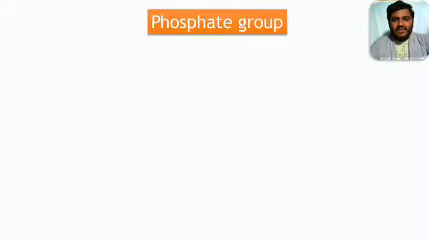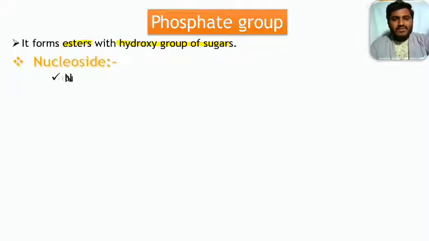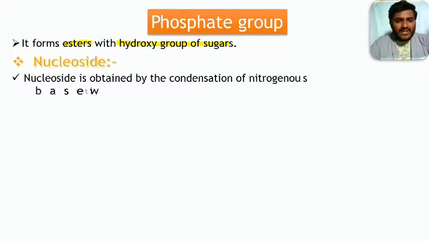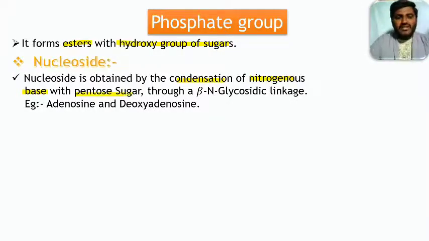Next one, the last component of the nucleic acid, that is the phosphate group. They form esters with hydroxy groups of sugars. Phosphate group forms esters with hydroxy groups of sugars. So in the phosphate group, again we will classify into two types, nucleoside and nucleotide. Starting from nucleoside, nucleosides are nothing but a condensation of nitrogenous base with pentose sugar. Whatever nitrogenous base is there, that will condense with pentose sugar.